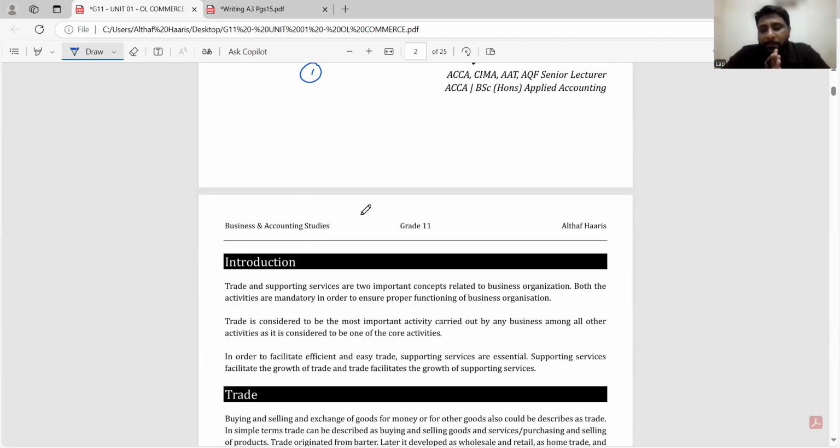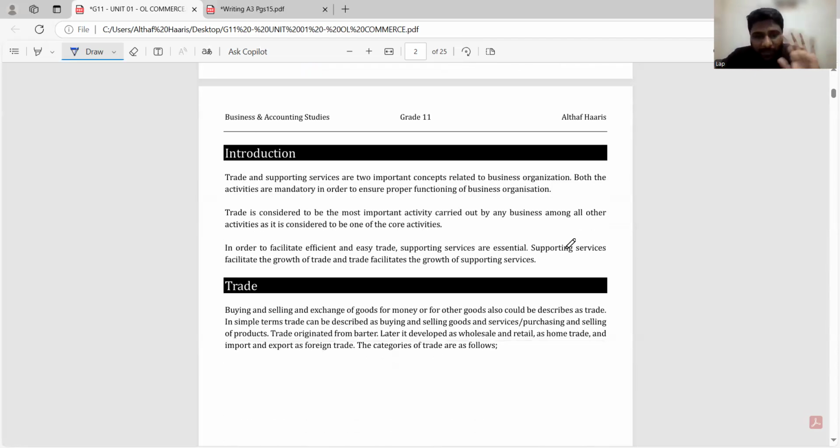What is trade, Lamai? Very simple. Simply, it is an exchange which is happening, right? Trade is an exchange which is happening. So let's go through the note. Trade and support services are two important concepts related to business organizations. Both the activities are mandatory to ensure proper functioning of the business organization. So both the activities are very important.